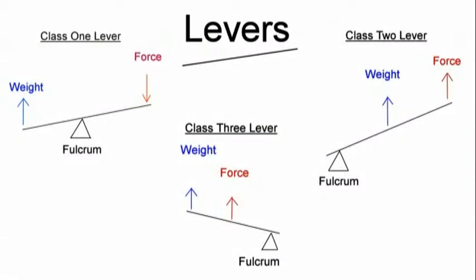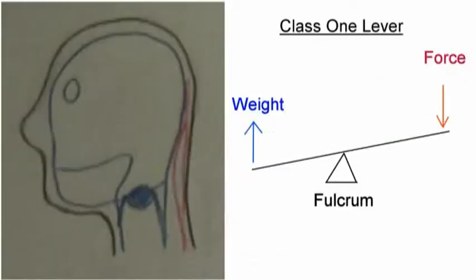The system of bones and muscles may be represented as one of three different types of levers, depending on the position of the weight lifted, the fulcrum, and the muscle force applied to lift the weight. A Class 1 lever is demonstrated by a neck tilt, the chin lifted into the air with the neck a pivot point and the muscles of the back of the neck working to pull the back of the skull downwards.